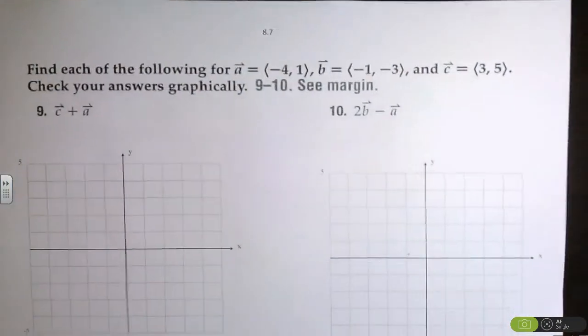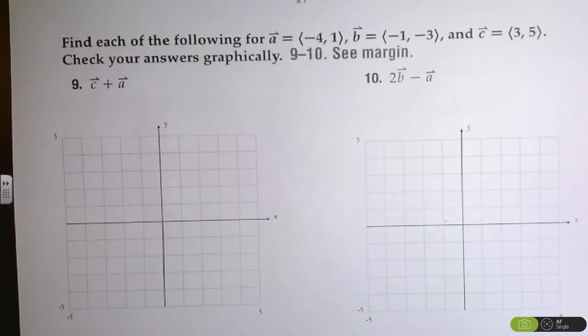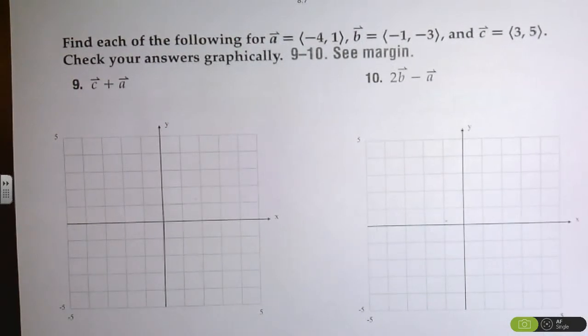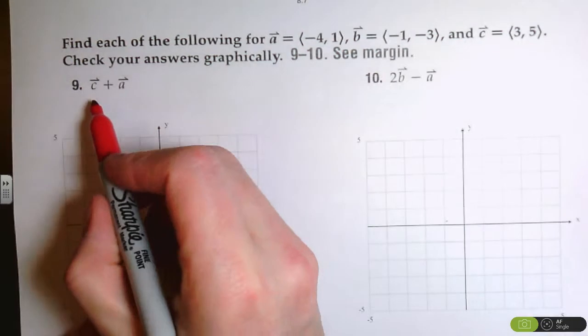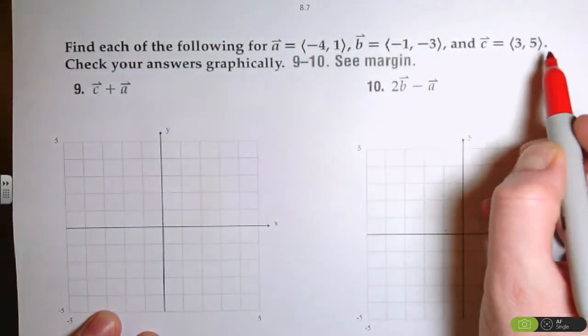Now the last couple examples are kind of common sense examples. And I'll show you how it works out graphically for both of these, because this is something that the book doesn't really cover too much. But number 9 says add C and A together. Well, A is -4, 1, C is 3, 5.